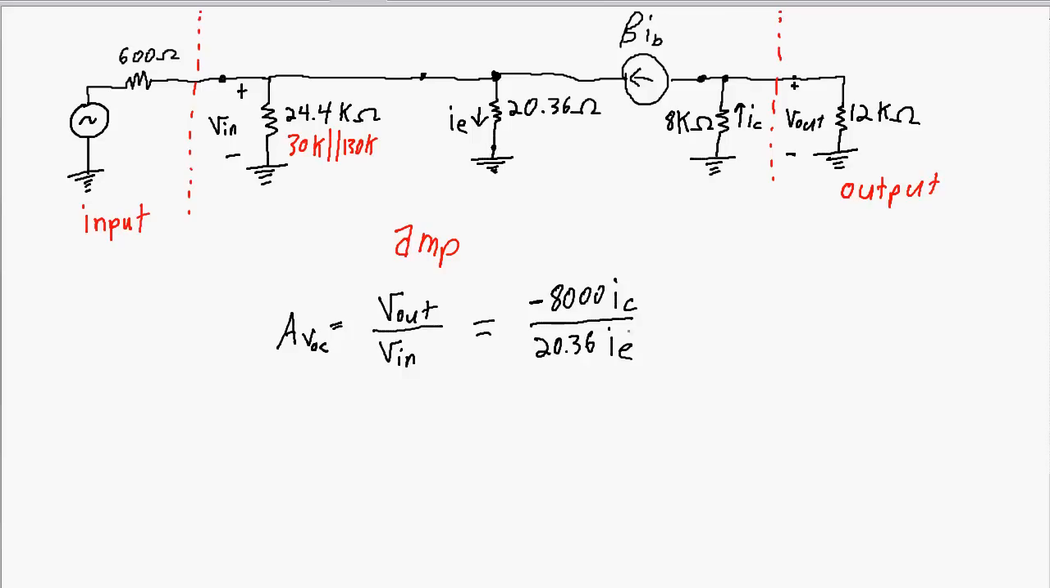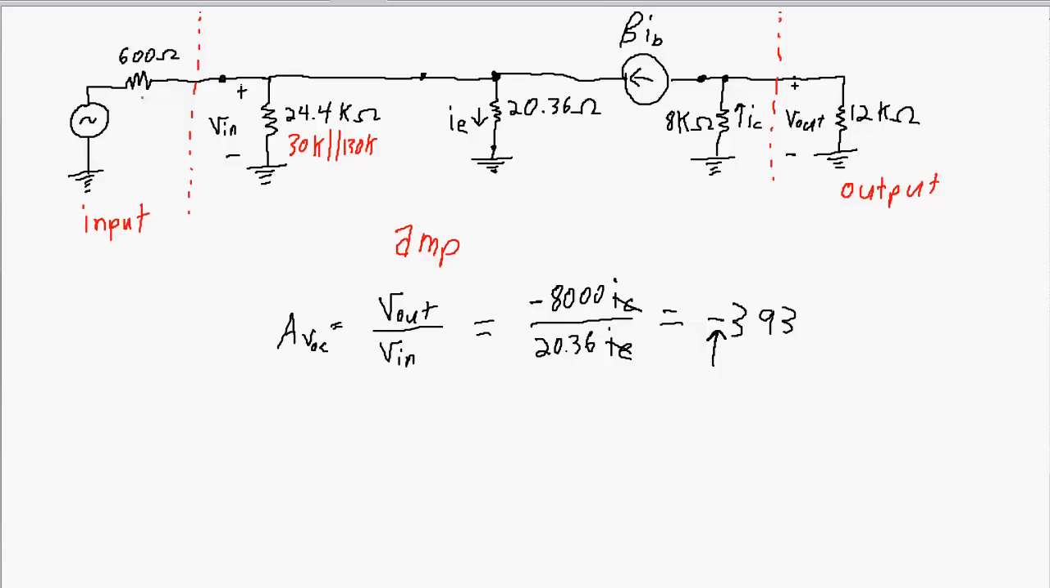We can make the approximation that IC and IE are equal. You can be off by a small factor, but because beta is also maybe off by a small factor, and there's variation in the transistor, we're just going to cancel these and assume they're equal. And so my voltage gain is simply negative 8,000 over 20.36, which is negative 393. Now, what does that negative mean? Well, it simply means that the input and output are 180 degrees out of phase with each other. So when we usually talk about sinusoidal signals, when the input is at its positive peak, the output will be at its negative peak.